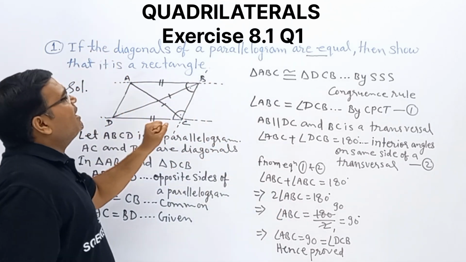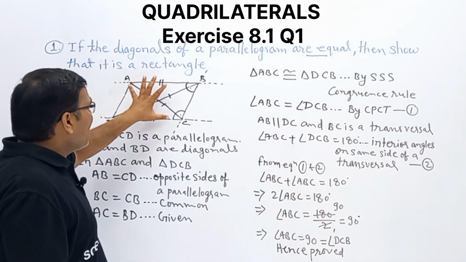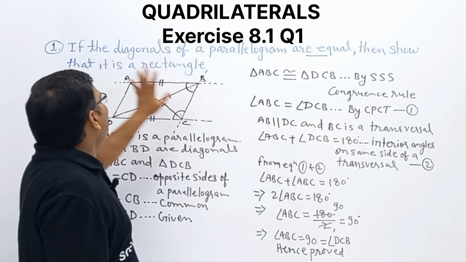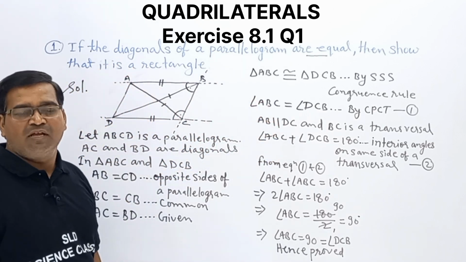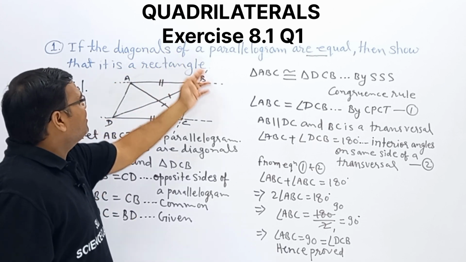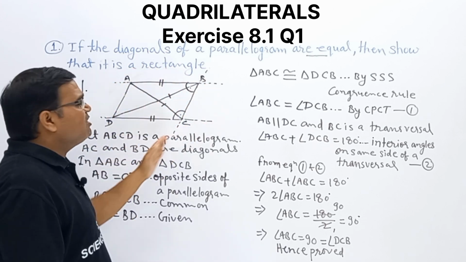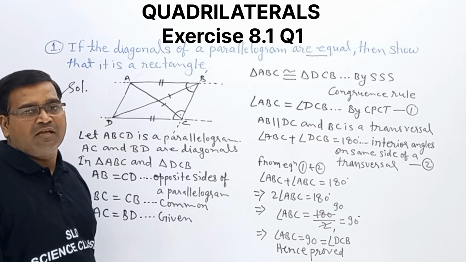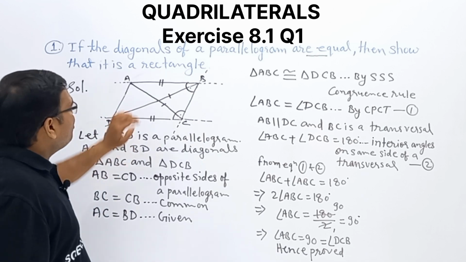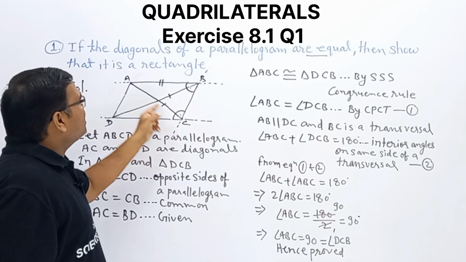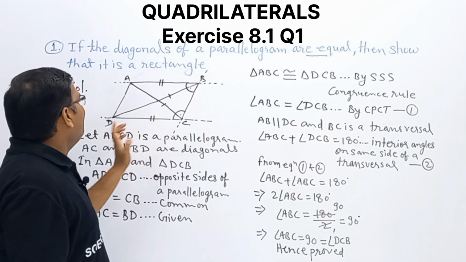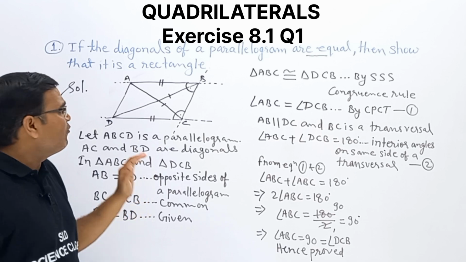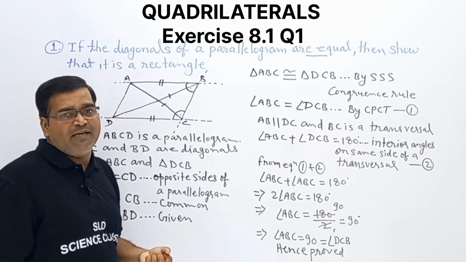We want to prove that if the diagonals of a parallelogram are equal, then it is a rectangle. Clear? So we are taking one parallelogram. ABCD is a parallelogram. AC and BD are what? Diagonals. Clear? To prove this, we are considering two triangles, triangle ABC and triangle DCB. Two triangles we are taking. We want to prove these triangles are congruent.